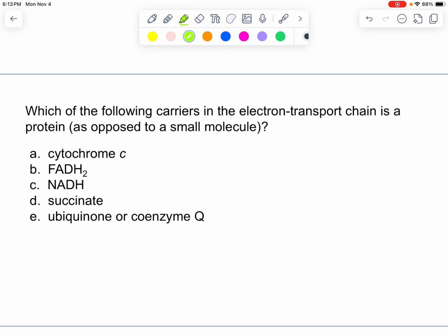Which of the following carriers in the electron transport chain is a protein as opposed to a small molecule? So when I think about these, we have looked at the structures of most of these. We looked at this one today. I don't want to do that with the highlighter. Okay, this was a small molecule. This is a small molecule. We've looked at all of these structures. It's the cytochrome C.